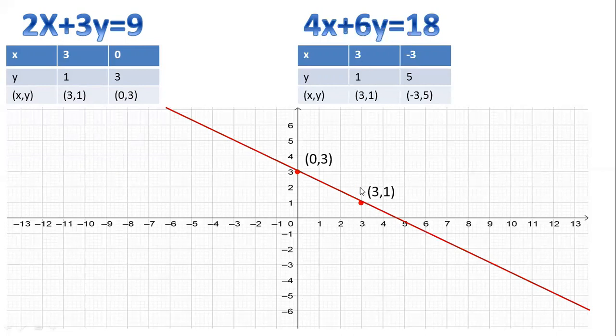Now draw one more graph. One point is 3, 1, that is here. Another point is minus 3, 5. Along the x-axis minus 3, comma 5, that is here. Now join the points, that is minus 3 comma 5 and 3 comma 1. You will get another line on the previous line, that is, the lines are coincident.